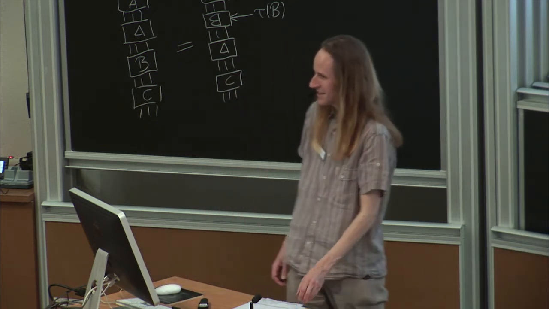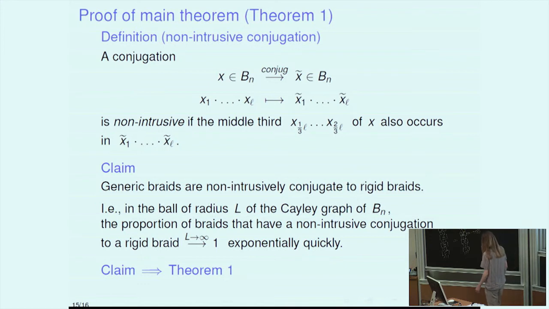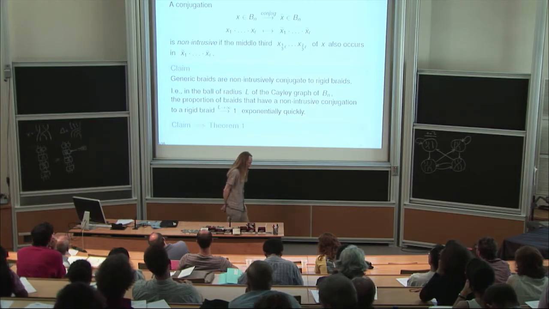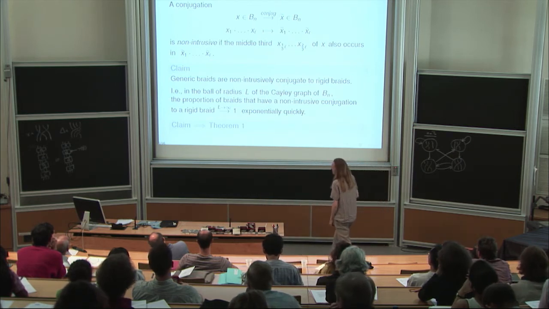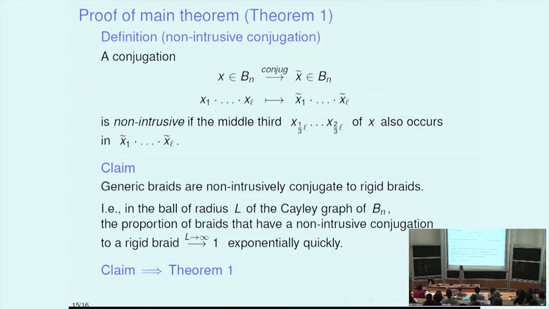Okay. Let's look at the idea of the proof of the main theorem. So we want to prove that generic braids are Pseudo-Anosov. So, definition. If I have a conjugation of some braid x, written in normal form x1, x2 up to xl, and I conjugate it to some other braid x tilde, which in normal form is written x1 tilde up to xl tilde. Oh, I'm sorry, I shouldn't have made that the same L. That's not necessarily the same length.